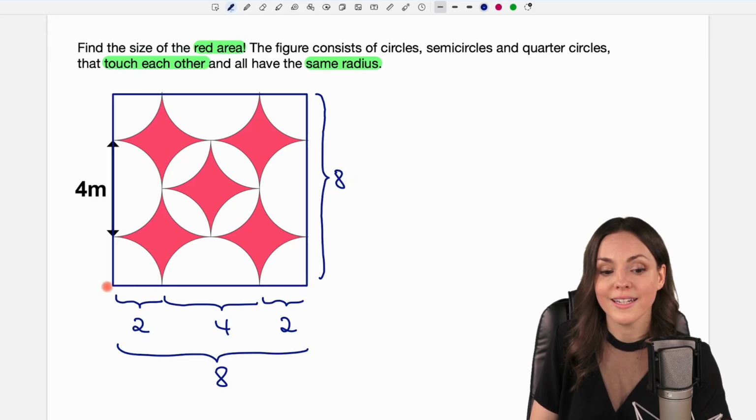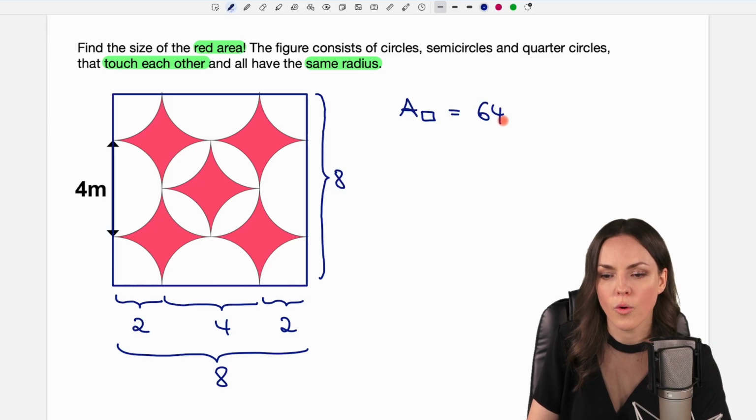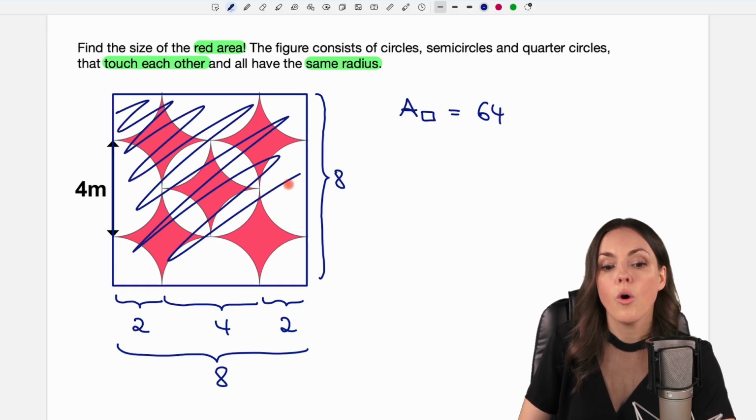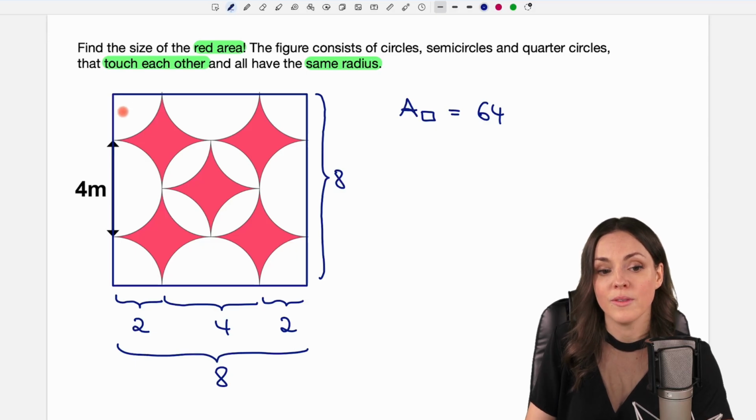So we can find the size of the area of this square, which is 8 times 8, so 64. How does this help us now? Well, if we have the size of this whole square here, we just have to subtract these white areas to find our red area, right?